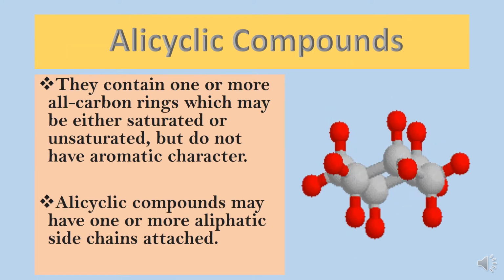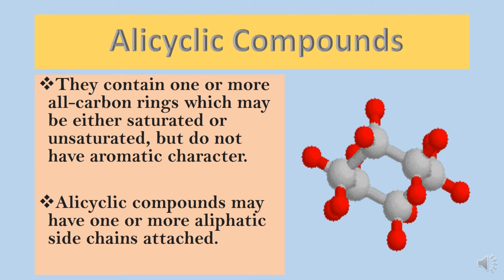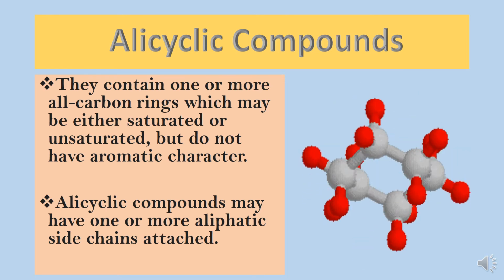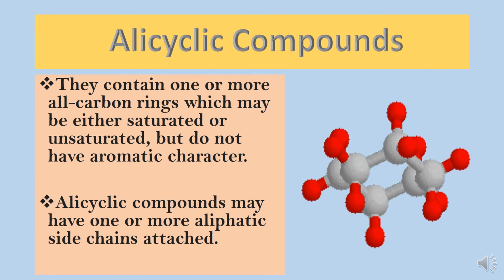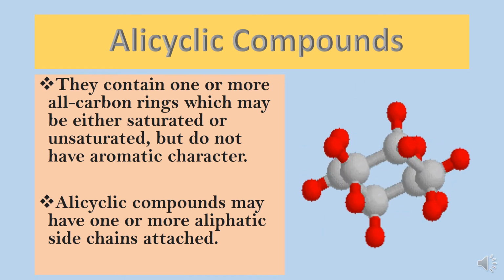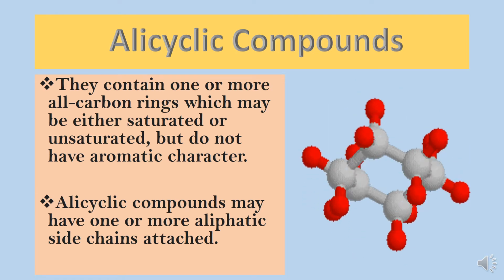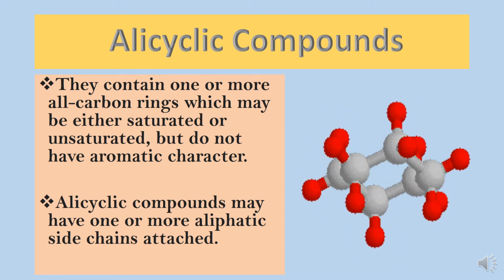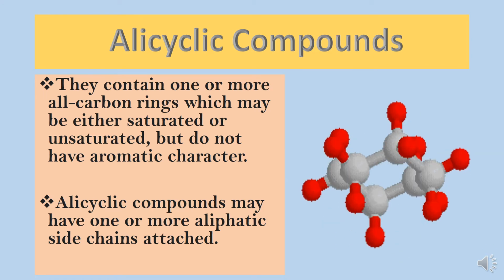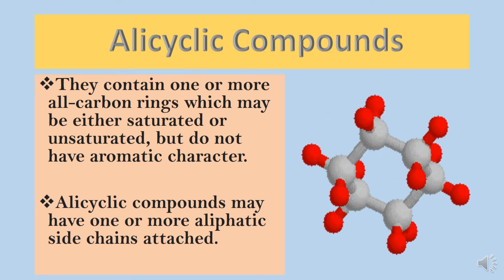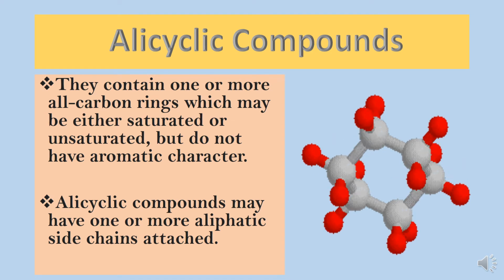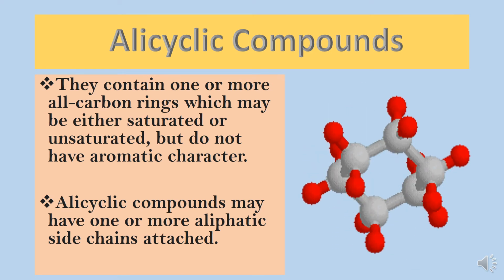So what are alicyclic compounds? Alicyclic compounds may contain one or more all carbon rings which may be either saturated or unsaturated, but they do not have aromatic character. Actually, all those saturated or unsaturated rings which do not have a planar structure or which do not have conjugated sigma and pi electrons are classified into alicyclic compounds. Alicyclic compounds may have one or more side chains of straight or branched carbon atoms attached to the ring.